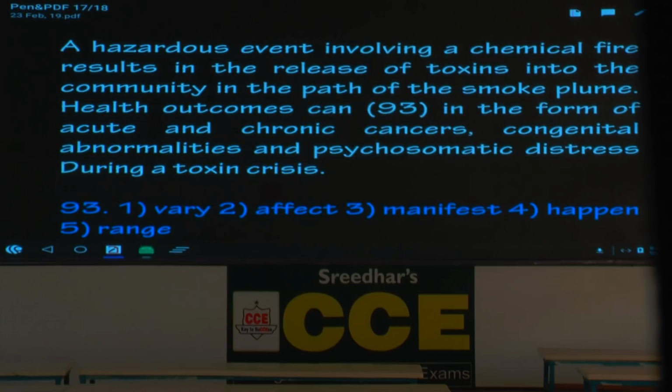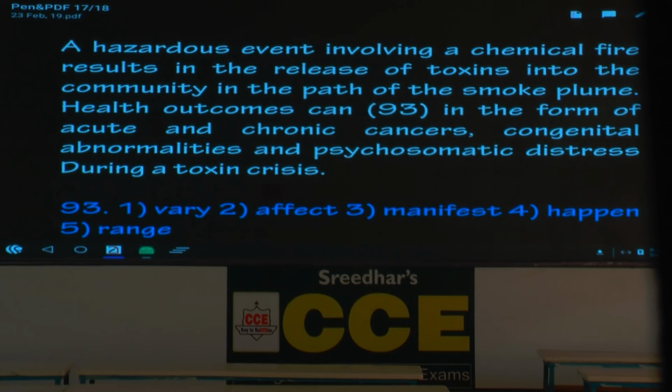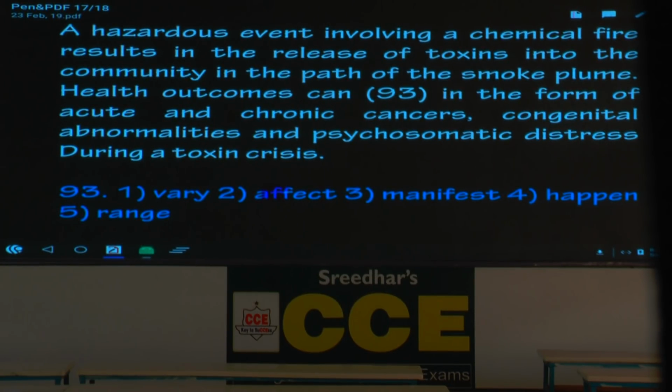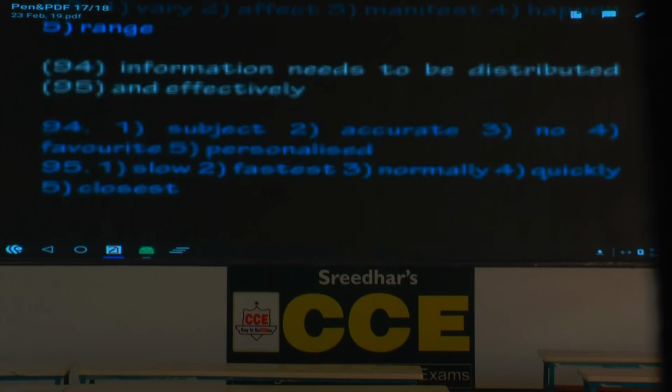Now what is the black number? 93. So health outcomes can, what is the answer? Vary in the form of acute and chronic cancers, congenital abnormalities, and psychosomatic distress during a toxin crisis. Affect is not correct. Manifest is a possibility, but here vary in the form of, differ in the form of, change in the form of. So what is the answer here?